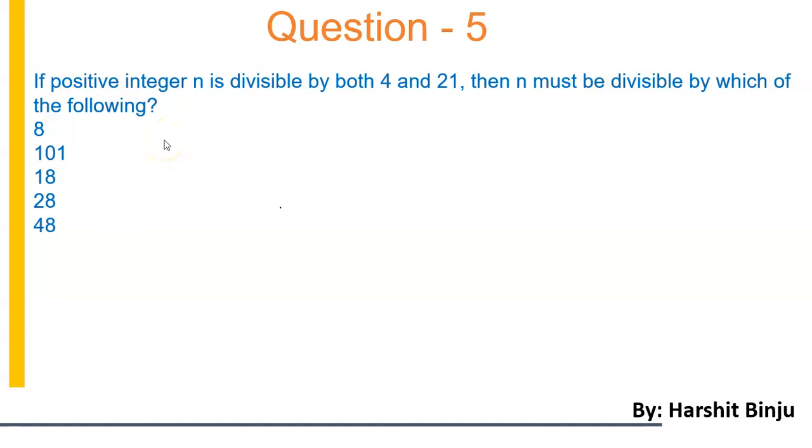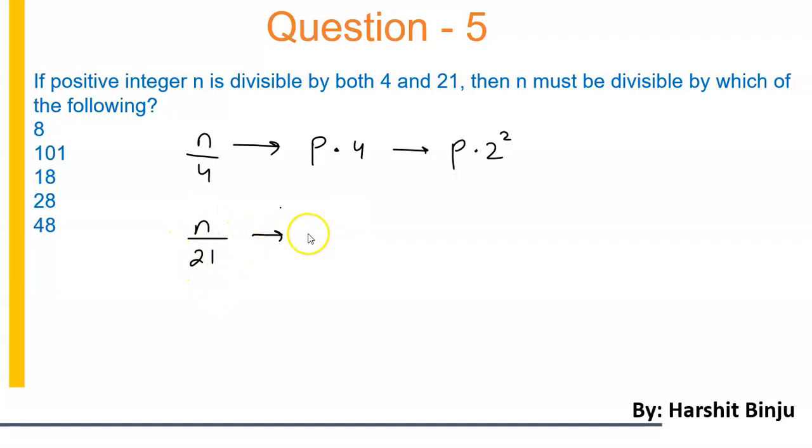So if a positive integer n is divisible by both 4 and 21, then n must be divisible by which of the following? If n is divisible by 4, then n must be in the form of some number multiplied by 4, or you can say some number multiplied by 2 square. Similarly, when n is divisible by 21, then n will be in the form of some number multiplied by 21, or some number multiplied by 3 into 7.